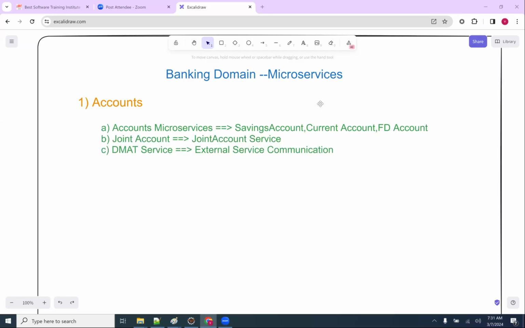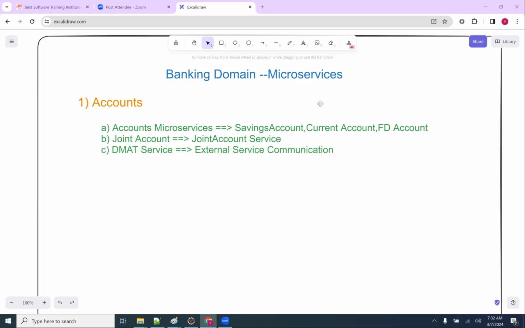So you mean to say, why are we taking joint account as a separate service, and demat as a separate service? Why can't I take all in one service? That is your question? Yes, because creation, updation, and deletion are usually the same, and we do KYC. No, right? Joint account creation is completely different from savings account creation. The business flow is different. That's why you need to have an end-to-end idea of the business.